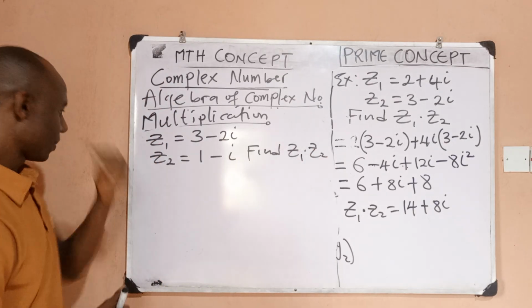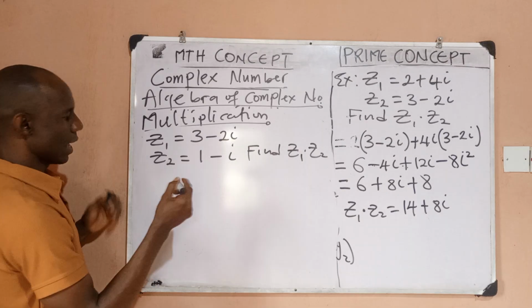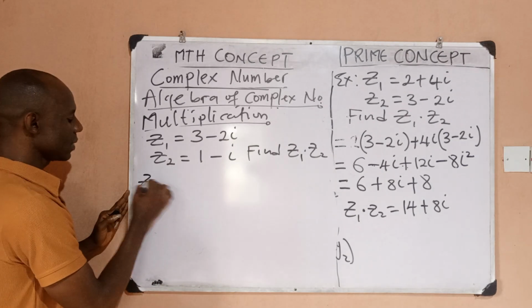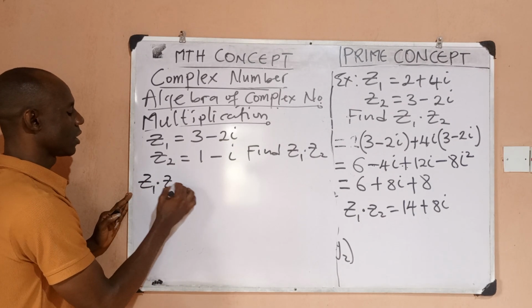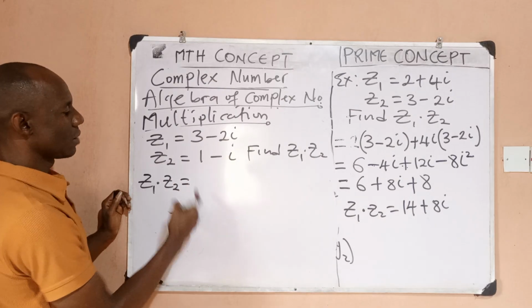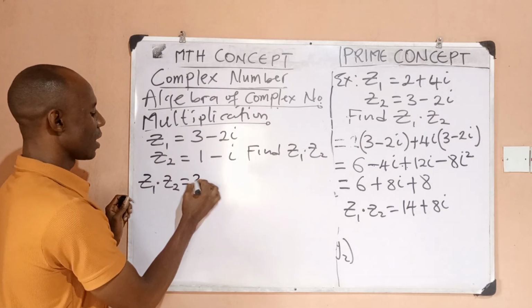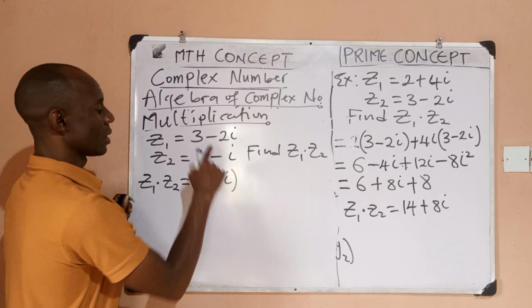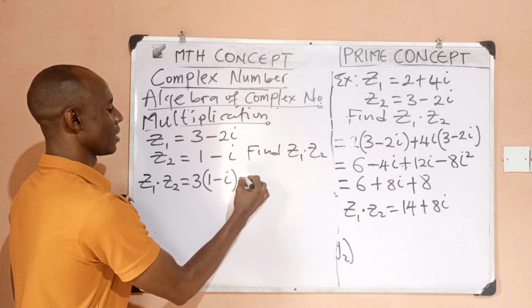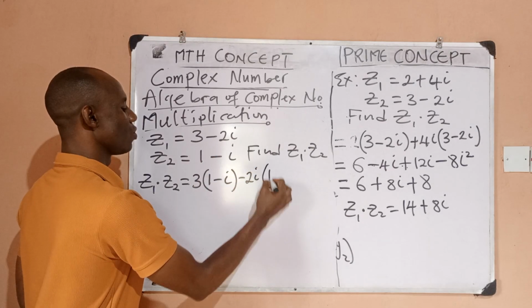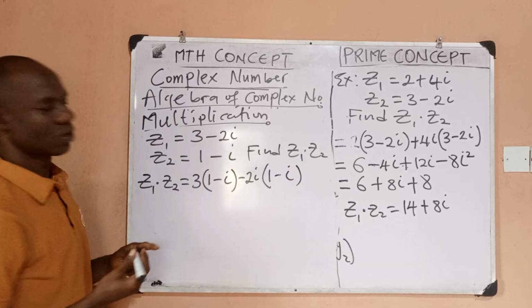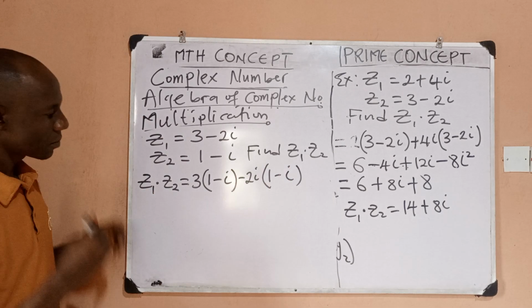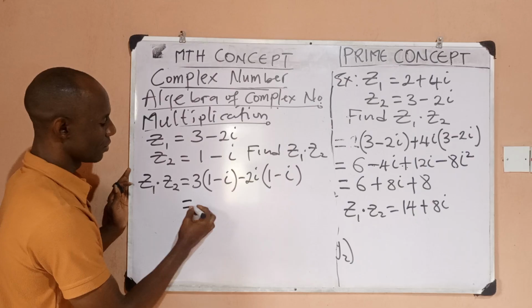I'll do the same thing. So I have z1 times z2. This is going to be, I'm going to distribute 3. So I'll say 3 into 1 minus i. Then I'll say this part, minus 2i into 1 minus i. So I'm going to distribute this way. Now very quickly, watch what I'm doing.